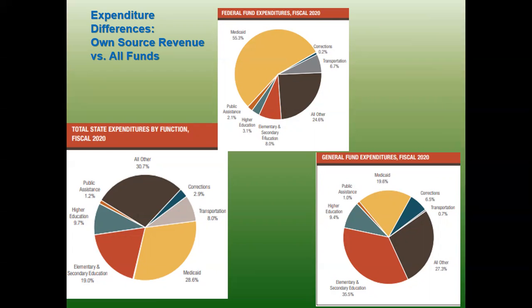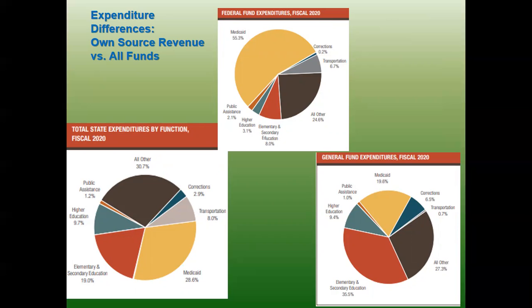And the smallest little slice there goes towards public assistance. So things like welfare programs. Now, own source revenue, which you see down on the right hand side, is kind of the general fund expenditures. We see from there that the largest source of expenditure goes towards elementary and secondary education, over a third of all expenditures for that.